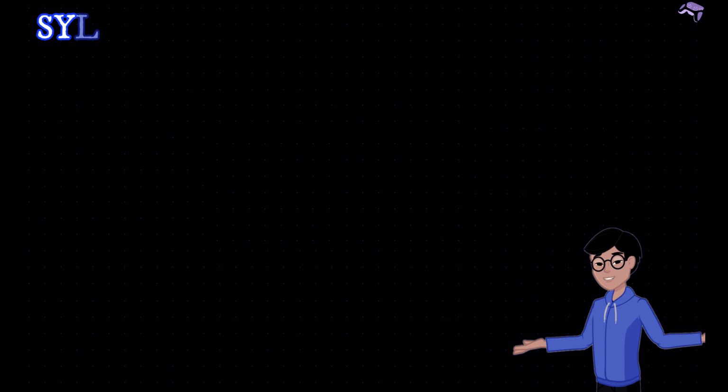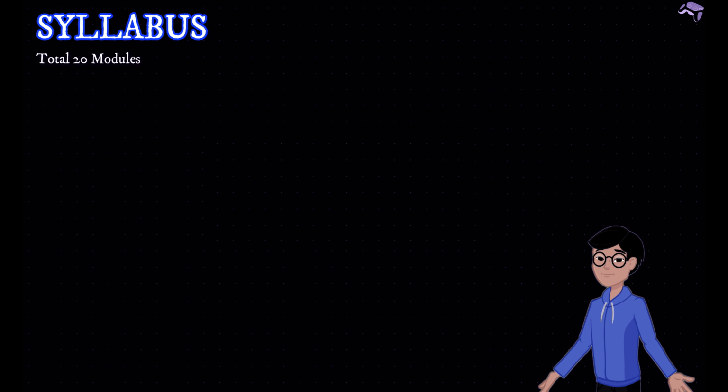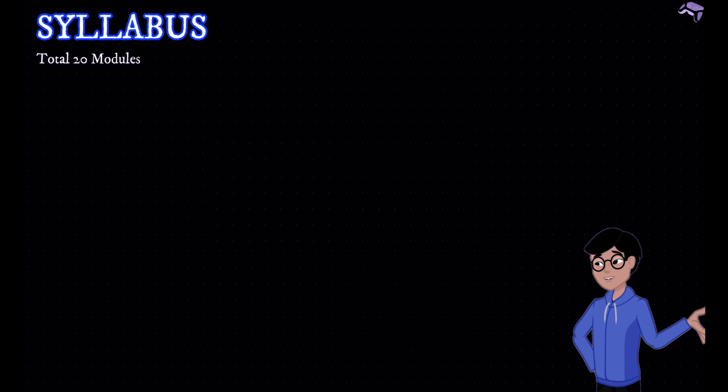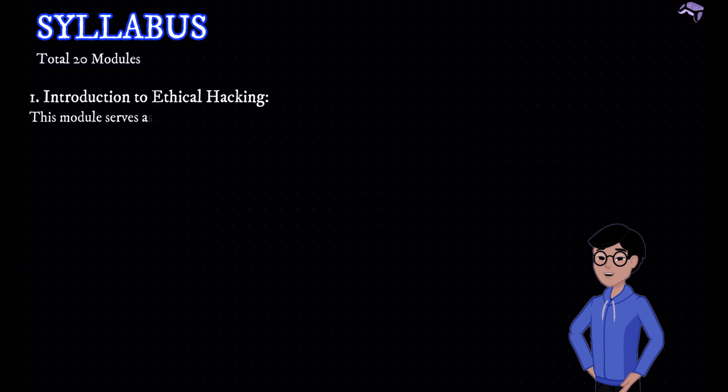Now, without further ado, let's explore the CEHv12 syllabus and unravel the secrets of ethical hacking. We have a total of 20 modules to cover in this series according to the syllabus. So let's get started and explore each one of them in detail. Let me start with our first topic, Introduction to Ethical Hacking.